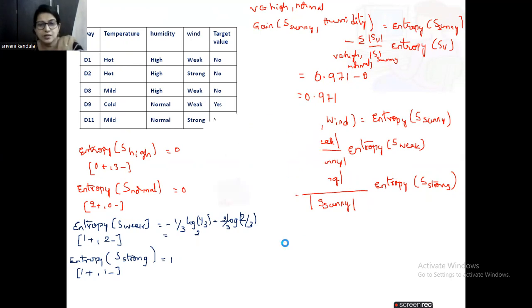I'll just have the summary here. So gain of S sunny comma humidity is 0.970. Gain of S sunny comma temperature is 0.51. I think there is a slight modification in the third digit. Don't worry. When you compute, you will get the correct value. S sunny comma wind is 0.019. So now out of these three, the maximum value of the gain is 0.97. So now humidity is selected as the next root node.